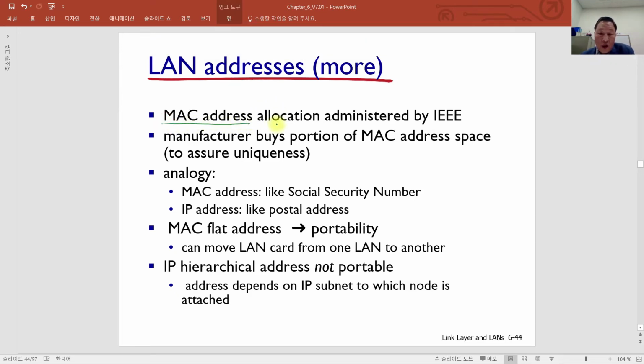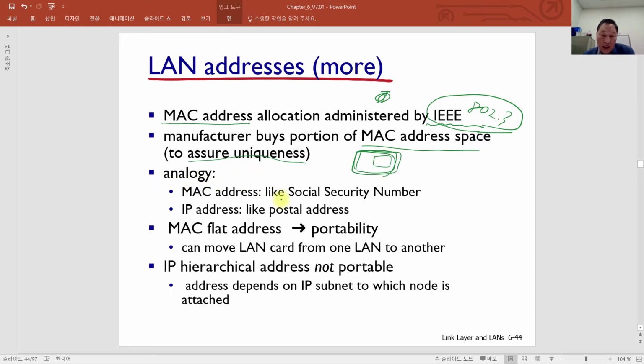This MAC address allocation is administered by IEEE. That is being standardized by IEEE, as I mentioned, IEEE 802.3, that is Ethernet. And a manufacturer buys a portion of MAC address space to assure uniqueness. And when they are manufacturing network interface cards or Ethernet functionality in their embedded circuitry for Ethernet, then that will be used and assigned for that.